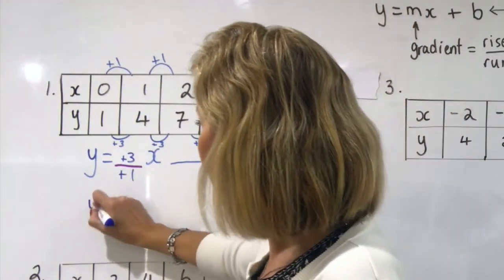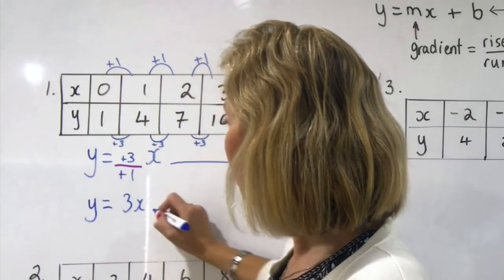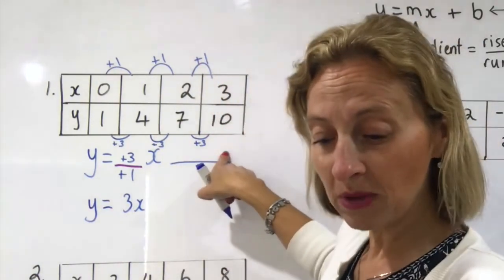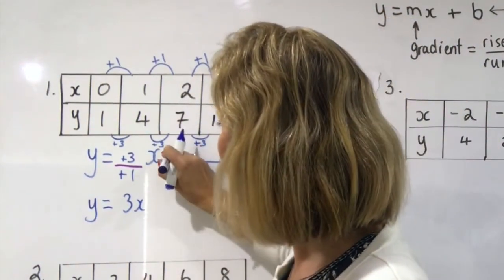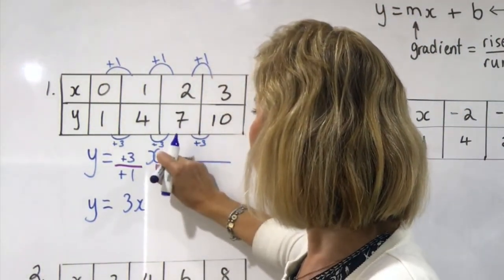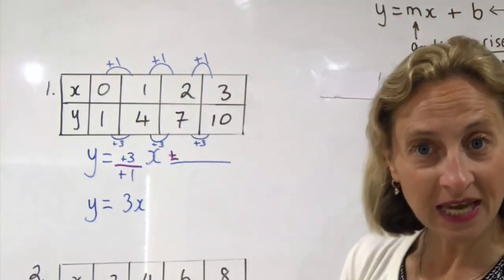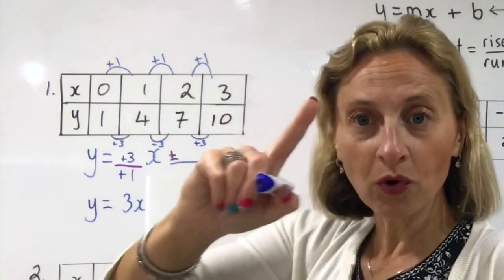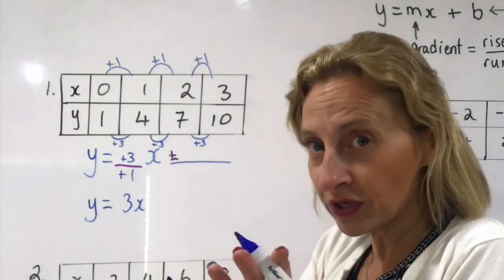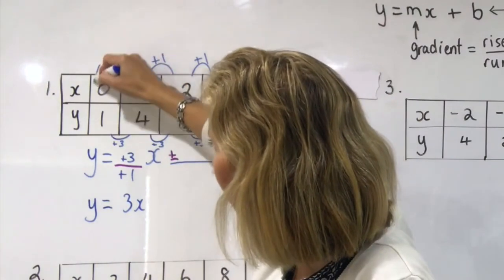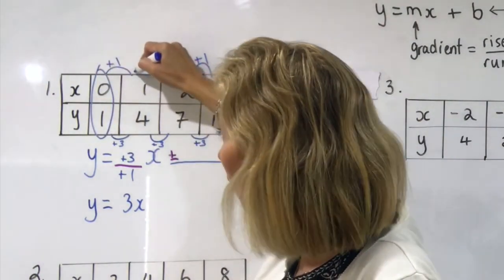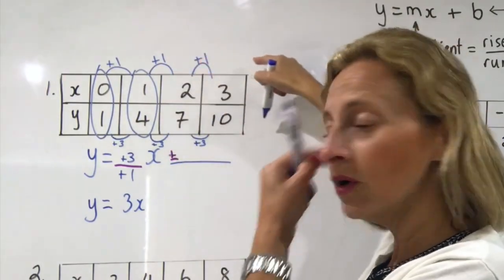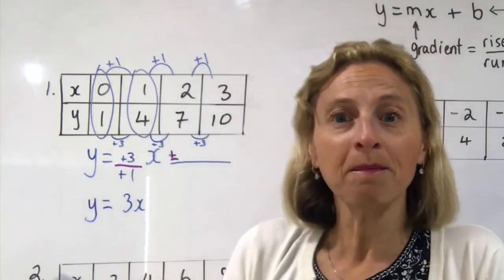Now I should have that my equation of the line is y equals 3x plus my y-intercept, plus or minus a number that goes there. But we don't know what that number is yet, or if there is one. So we're going to find one of the coordinates, and you can pick any one of the coordinates. Remember that a coordinate is a pair, 0, 1, or 1, 4, or 2, 7, or 3, 10. And I can pick whichever pair I like.